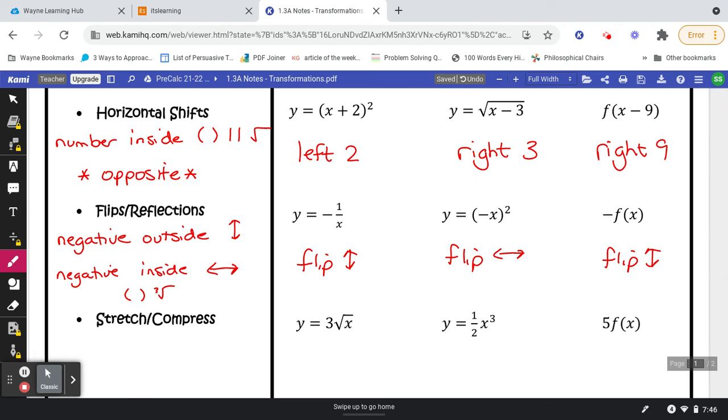Just a quick comparison, if they wanted this last one to flip right left, it would look like that. The negative x would be on the inside of those parentheses. It's not what we have, so this one flips up down.